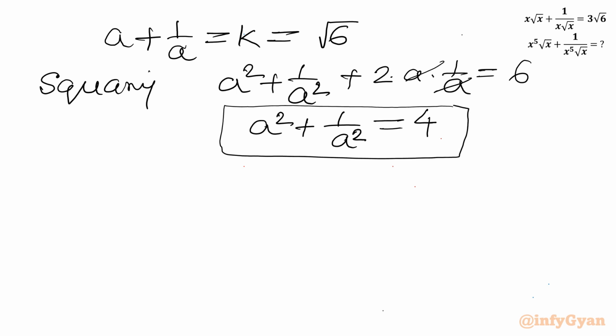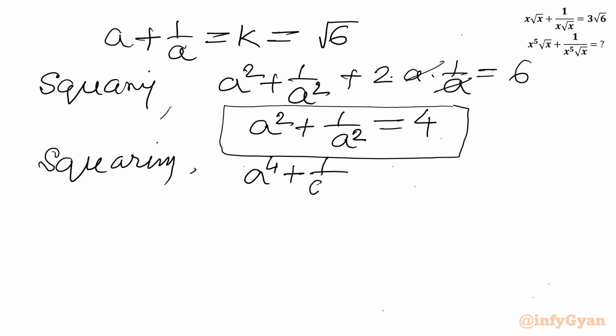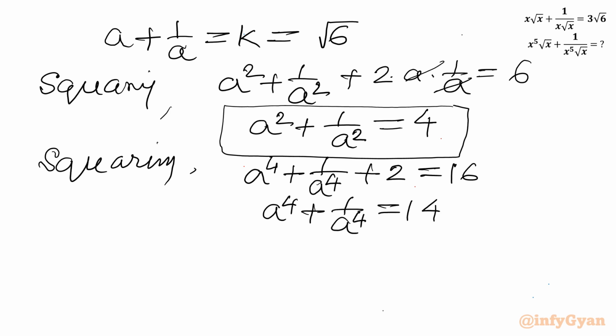Let us consider squaring once again. I will write here a power 4 plus 1 over a power 4 plus 2 directly. That will be cancelled out. So 2, and this side 16. So a power 4 plus 1 over a power 4 will be 14.